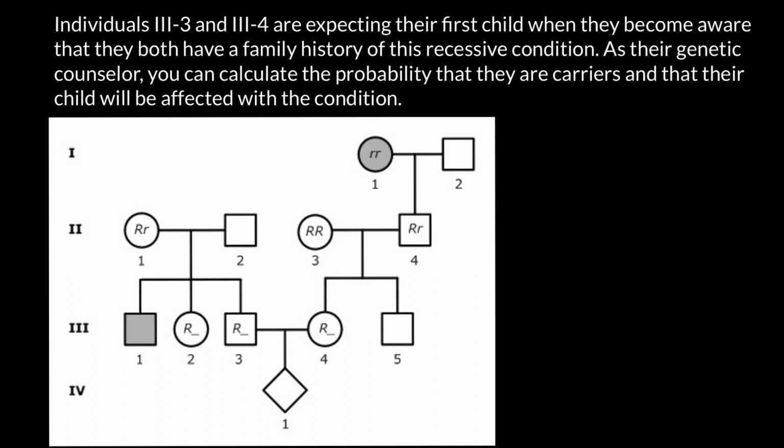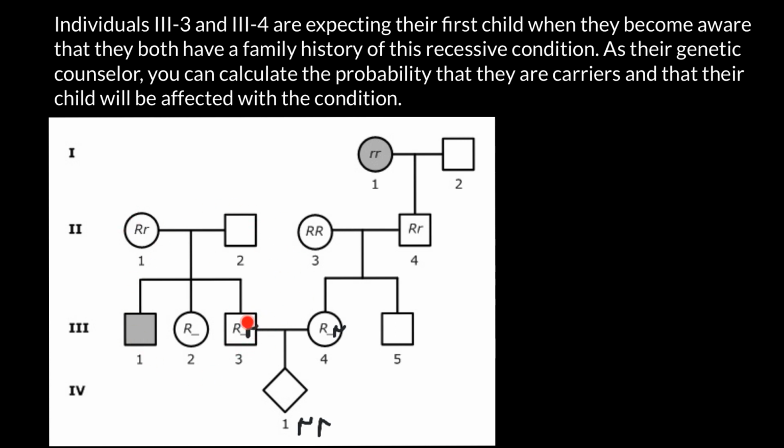So we basically have to find the probability for one parent to be capital R and small r, the second parent also to be capital R and small r, and the probability of the child to be small r, small r. So let's find these probabilities. Let's start with analyzing this left side.